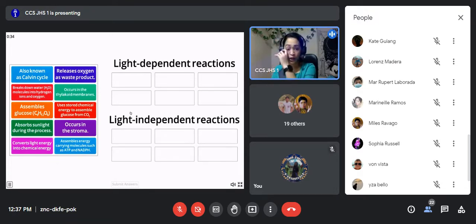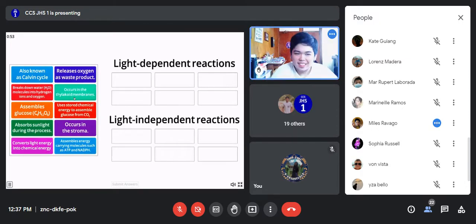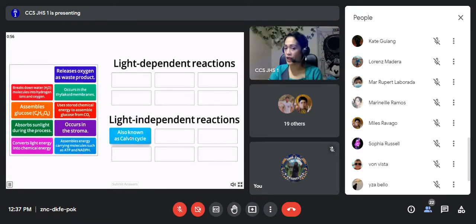So anyone who would like to participate, all you need to do is choose a statement. You can describe the color of the statement, and then I will sort them under a specific reaction or stage. Okay, we have here one raising her hand. Okay, Miles, yes. The Calvin cycle, also known as the Calvin cycle, is light independent. Okay, yes, this one. Okay, thank you, Miles.